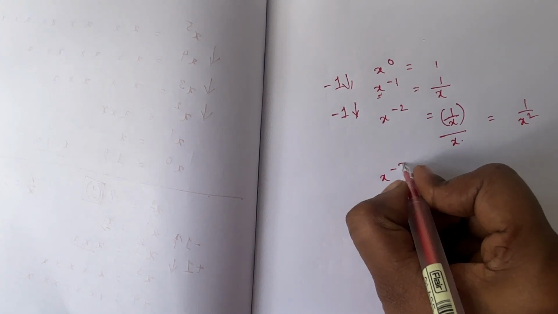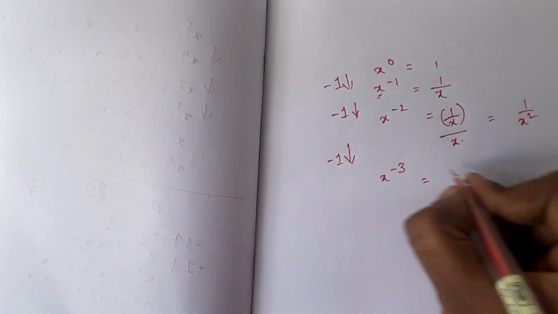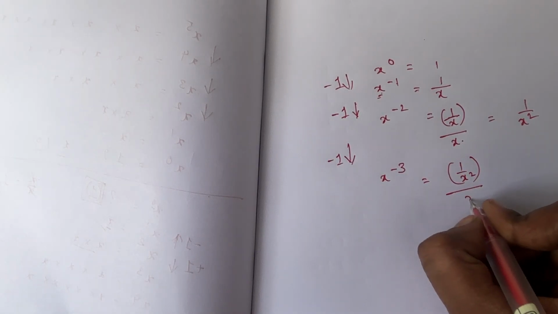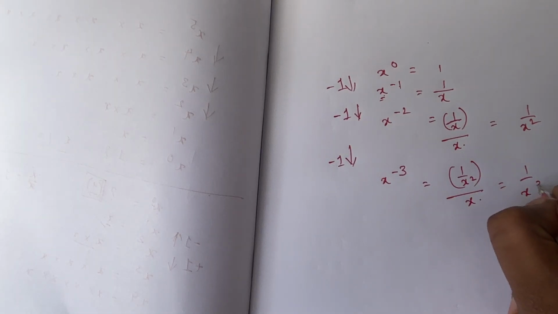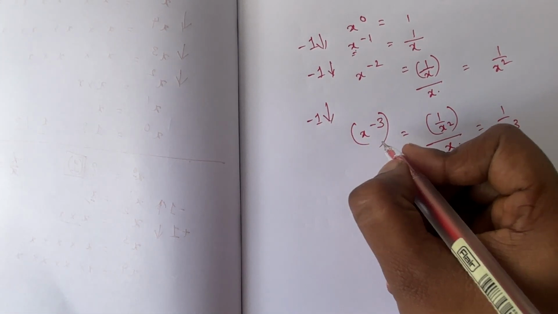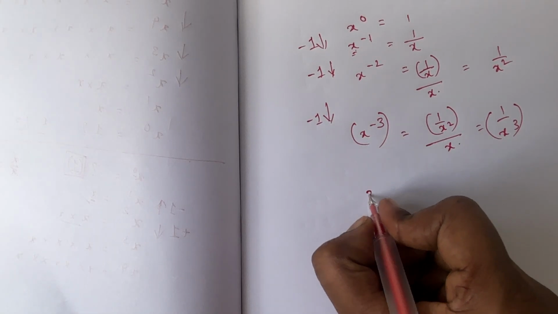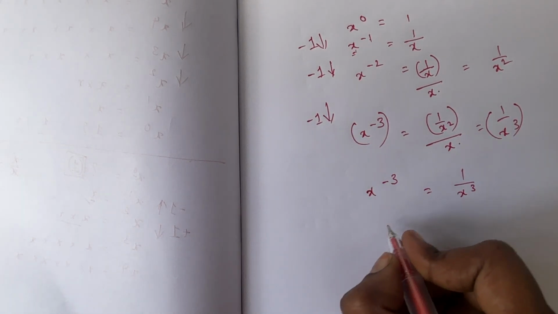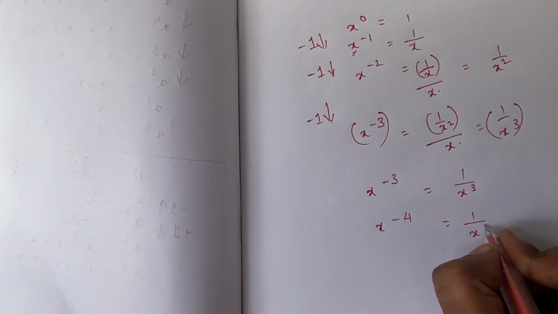Now x to the power of minus 3. How does it work? I have reduced the exponent by 1. So I need to take my previous answer, 1 by x square, divided by its base x. Again it will become 1 by x to the power of 3. Means x to the power of minus 3 is 1 divided by x to the power of plus 3. Same way, x to the power of minus 4 is equal to 1 divided by x to the power of 4.